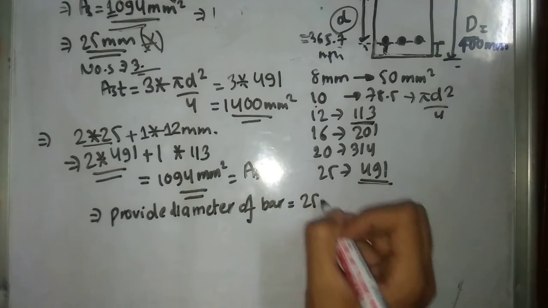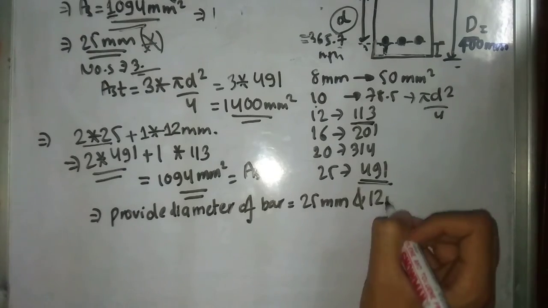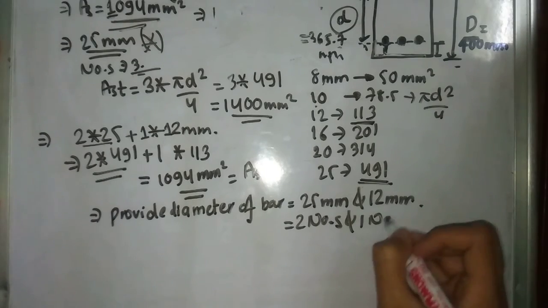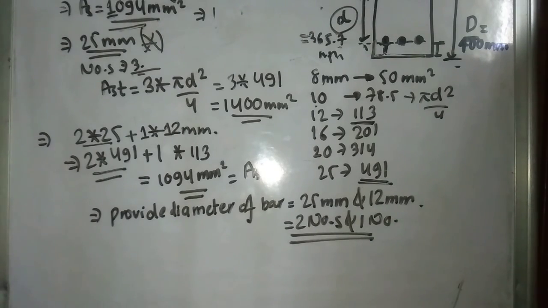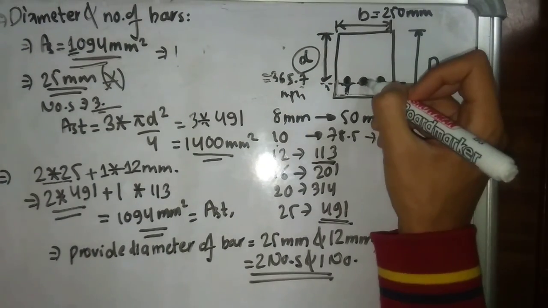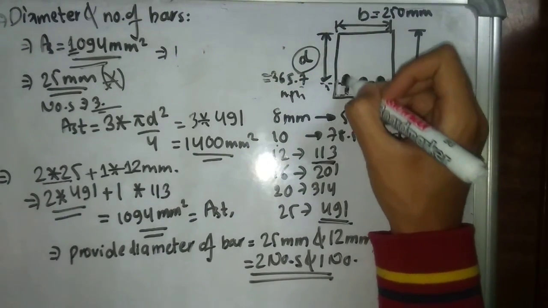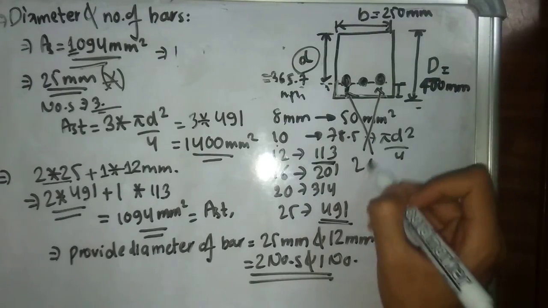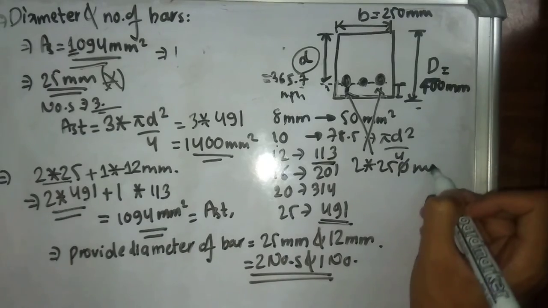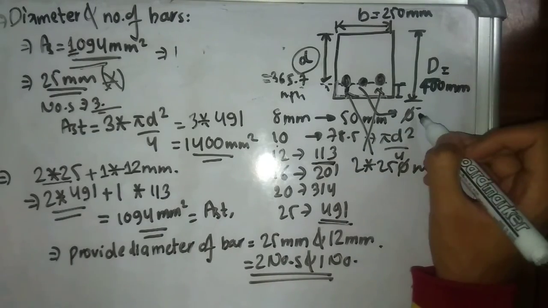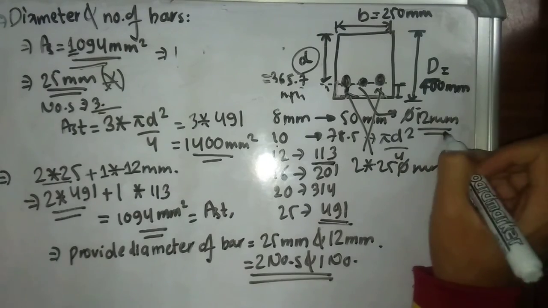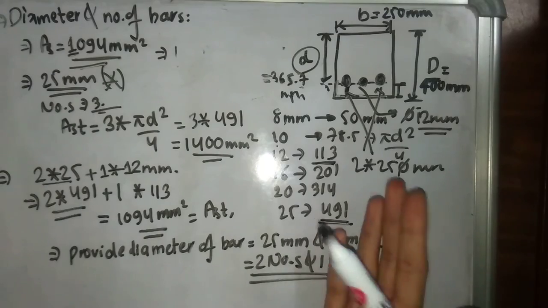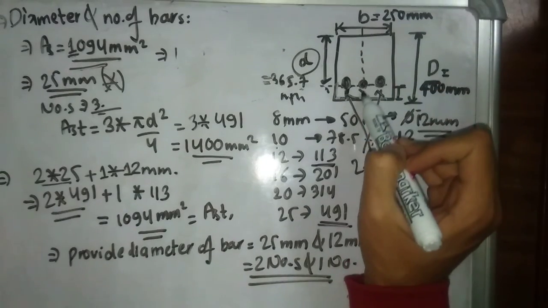So what we're going to basically do is provide diameter of bar 25 mm and 12 mm, and we're going to provide the number as 2 numbers and 1 number, 2 numbers of 25 mm bar and 1 number of 12 mm bar. The 12 mm bar is going to be in the center, and the 25 mm bars are going to be at the sides. So just draw it roughly. This is going to be 2 25 mm bars, and 1 bar is going to be of 12 mm. So you can do the hit and trial process.